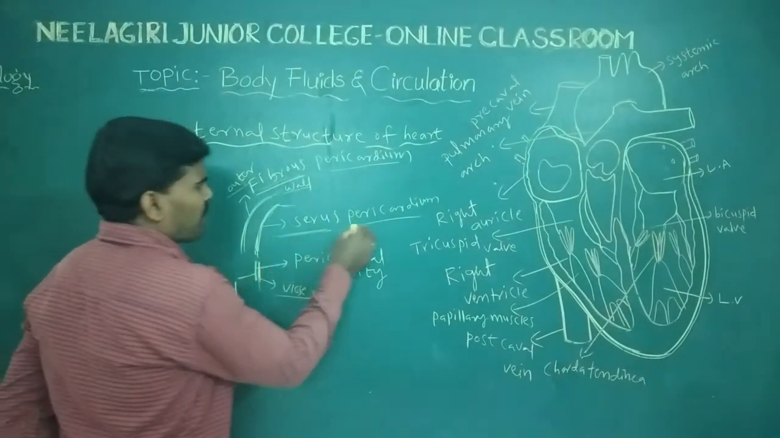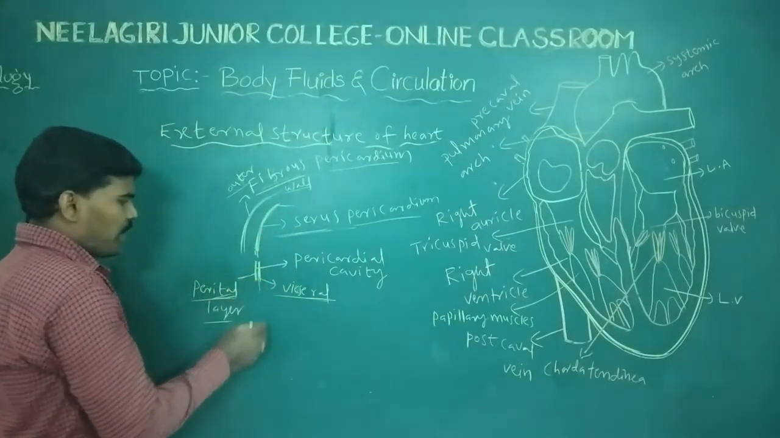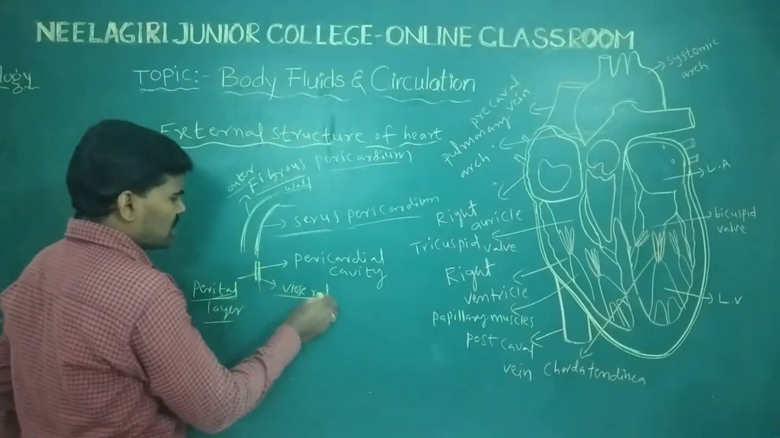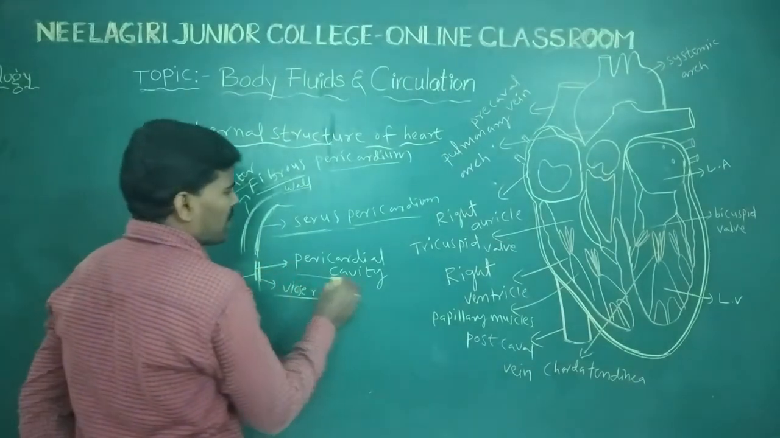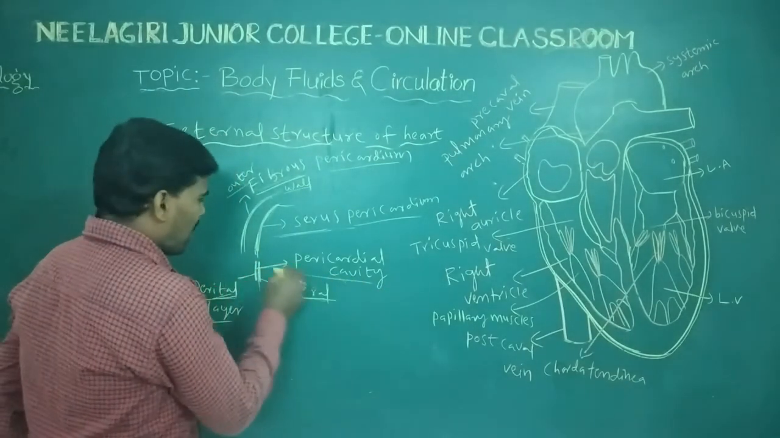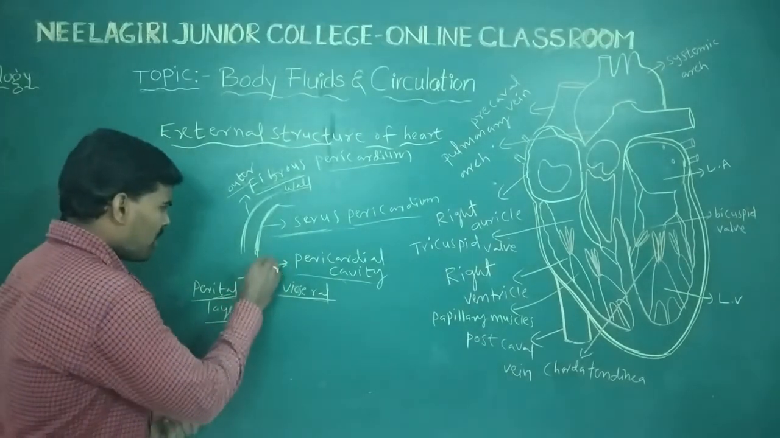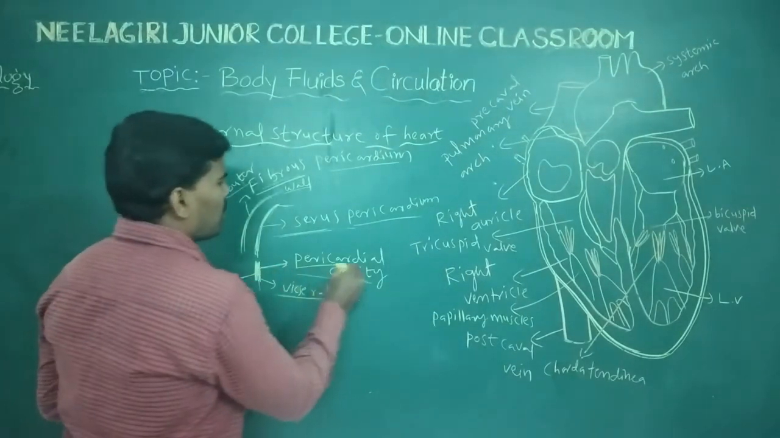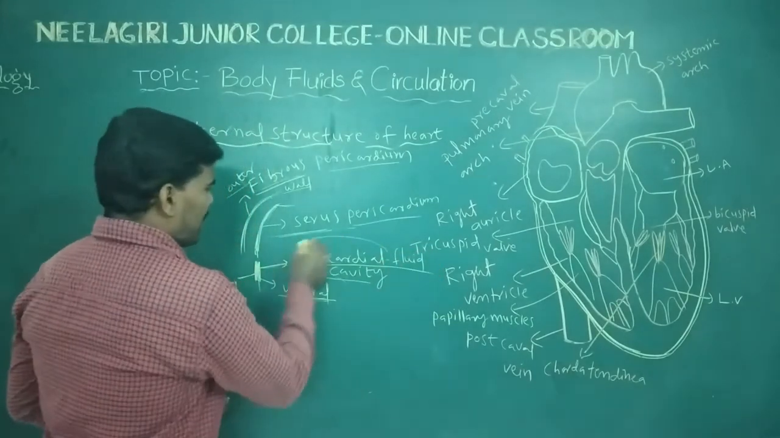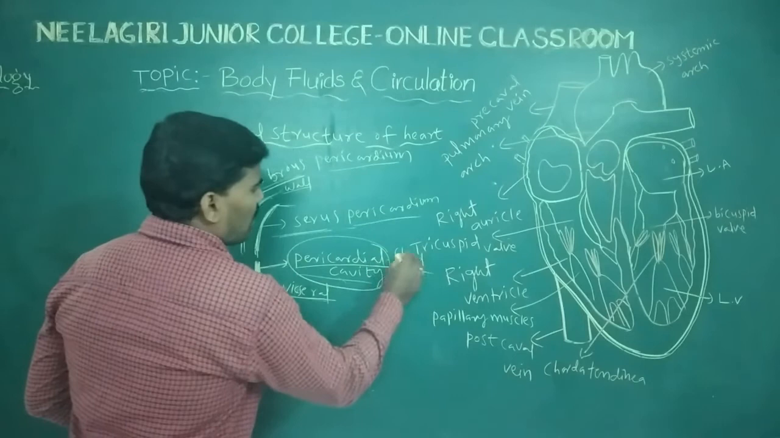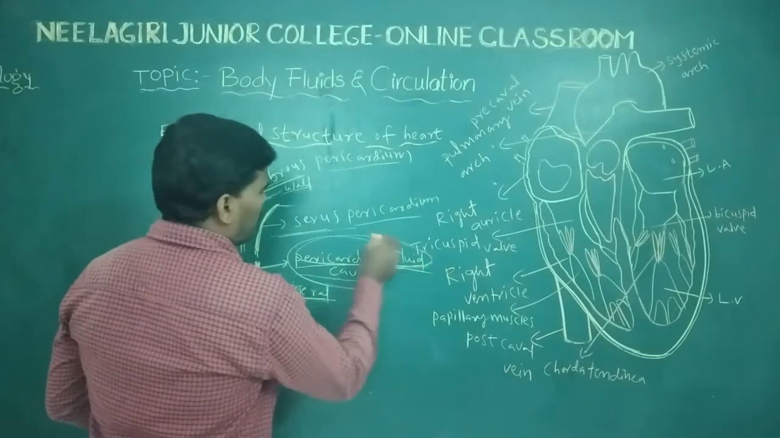The serous pericardium is made of two layers. The outer layer is called the parietal layer, the inner layer is called the visceral layer. In between the two layers, an empty space is formed. This empty space is called the pericardial cavity. The pericardial cavity is filled with pericardial fluid.